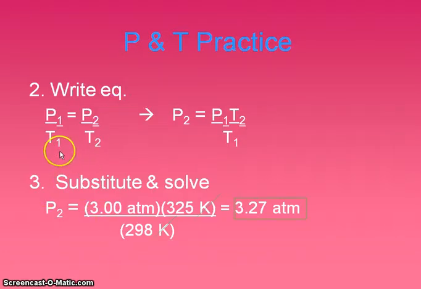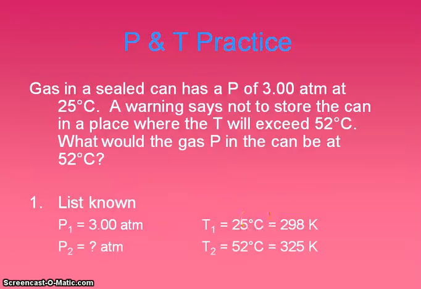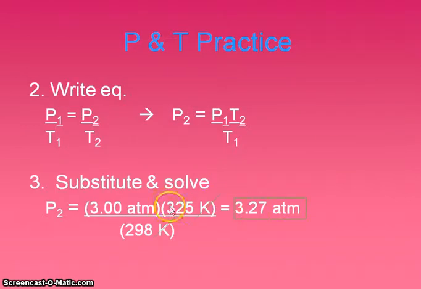We're writing out our equation. Again, I rearranged to show it solving for P2. So we're going to take P1, which is 3 atms, multiply it by T2, which was 325 Kelvin, and divide it by T1, which is 298 Kelvin. So our Kelvin units will cancel, and we will be able to find our pressure as 3.27 atms. Again, that answer makes sense. Our temperature increased, so our pressure should be increasing. And it does. It goes from 3 to 3.27.